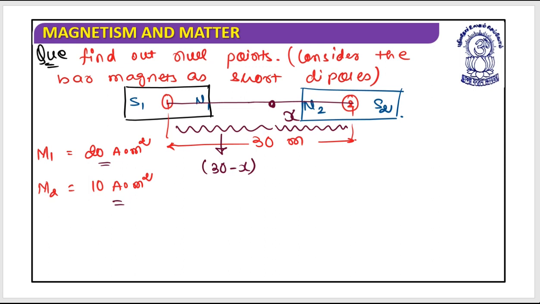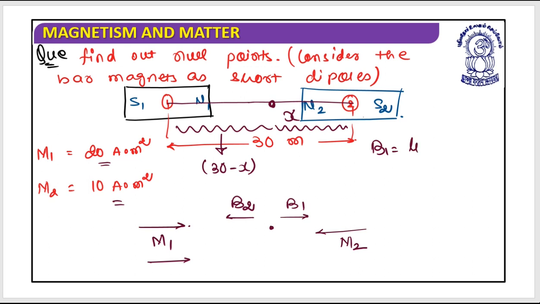So this is south and north. If I understand that this is the magnetic moment of the first magnet, then at this point the direction of magnetic field 1 will be in this direction. This is south to north, this is M2, and the magnetic field due to this would be in this direction, at P2. I hope this is clear. Now let's write down the values of B1 and B2.